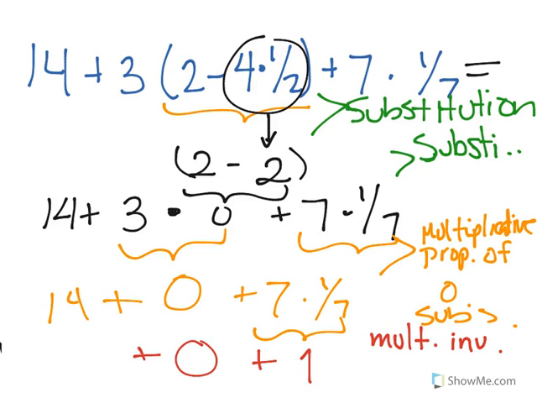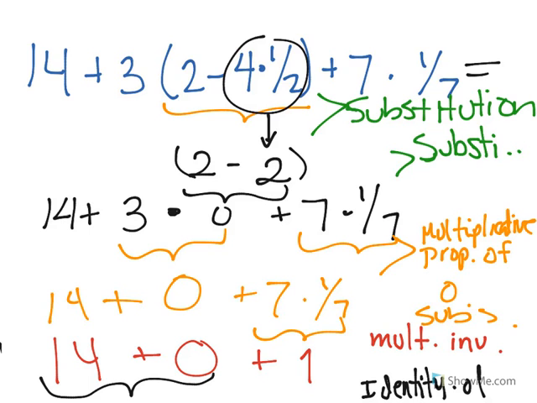And now we just add. We can first see that 14 plus 0 is actually the identity property of addition. And so we know that it's actually just equal to 14, as we saw in the previous videos. So we have 14 instead of 14 plus 0, and then plus 1, and this is equal to 15.